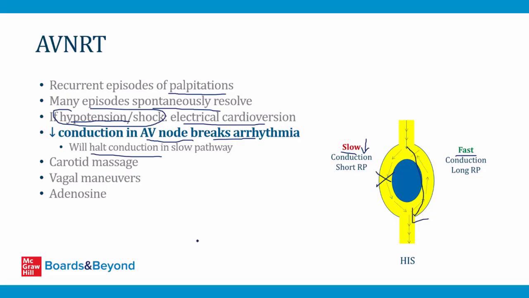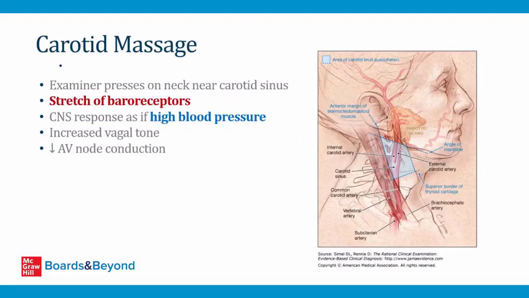And so the things we do to slow conduction in the AV node generally fall into a couple of categories. The first is carotid massage, which I'll talk about next. Then there are vagal maneuvers, and then there are drugs like adenosine. So carotid massage is a maneuver that you may get to see performed on a patient in the emergency room if someone comes in with a PSVT.